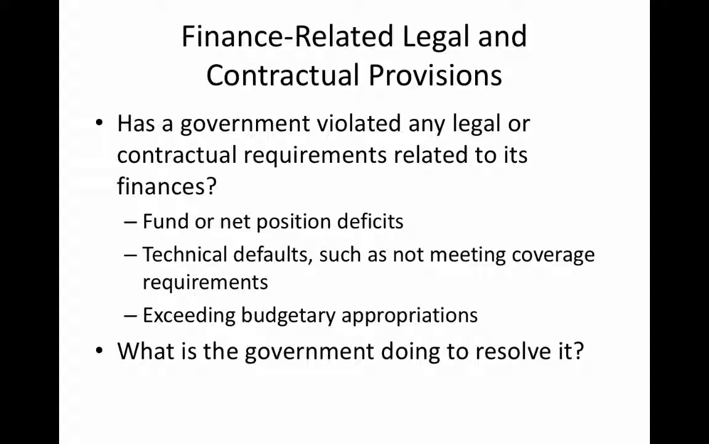If they have a technical default on a bond issuance, which means they haven't missed any payments, they haven't truly defaulted, but there are some provisions in the bond indenture, such as meeting certain levels of debt service coverage, and maybe they fell below that level, so they have a technical default, which could potentially trigger some requirement to put up collateral, or a requirement to put some money in a sinking fund to protect the bondholders. Then that constitutes a violation of a finance-related contractual provision that a government would need to disclose. They also need to disclose not only that they violated this requirement, but also what they're doing or what they did to resolve it.